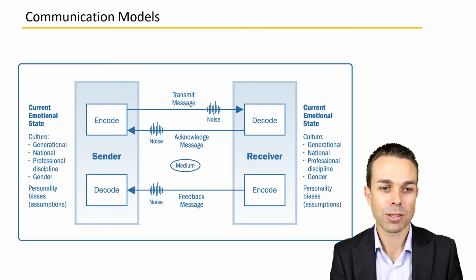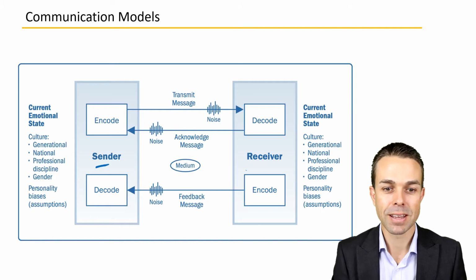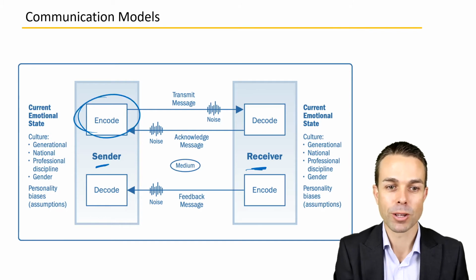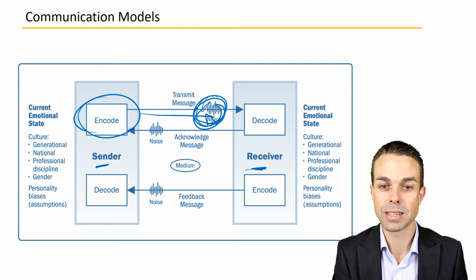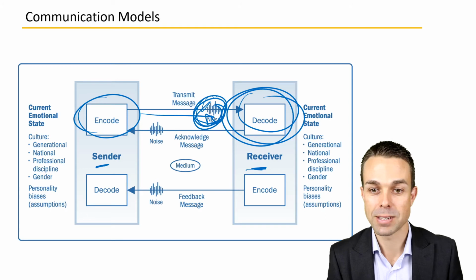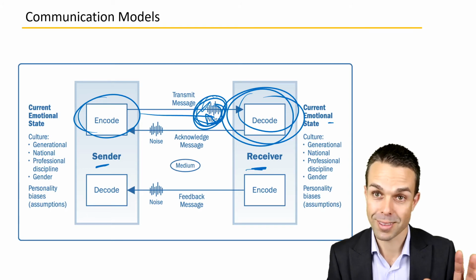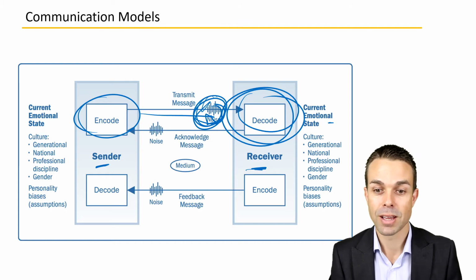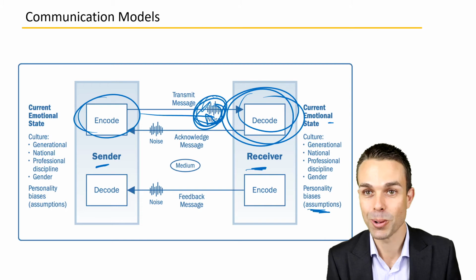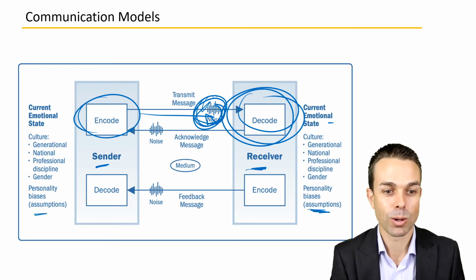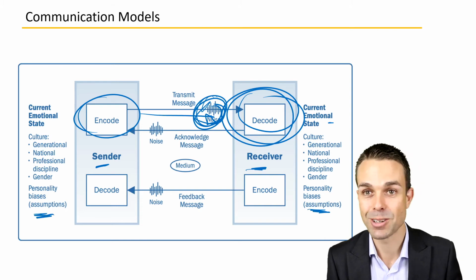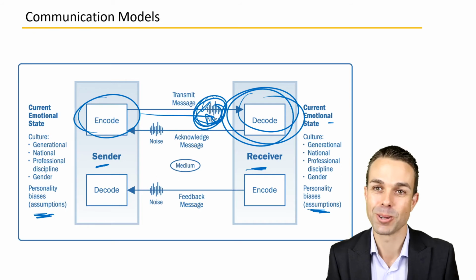Here's a brief example as well where we've got the sender over here and the receiver over here. We're encoding the message, transmitting that message. Might come up some noise in between, and the receiver has to decode that message through their current emotional state, through the things that are going on in their lives, their personal biases or assumptions that they might have, which we all have. And of course, when we're encoding a message, we're putting that into a message as well. And that's a really good example.